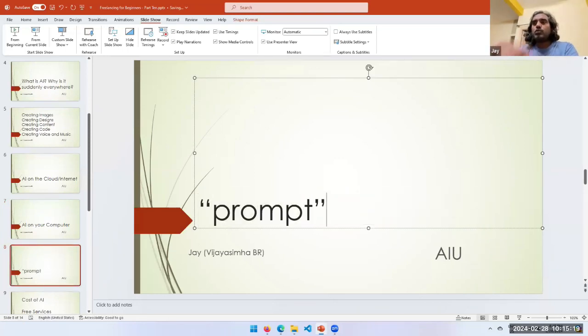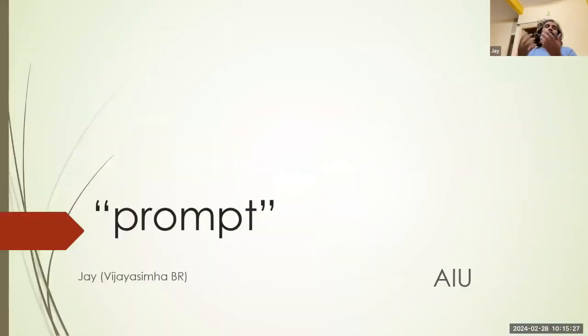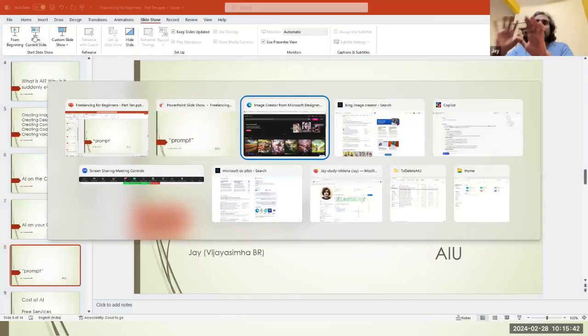A prompt is what you type in AI to get what you want from the AI. You may have heard about this as prompt engineering. There are some prompt workshops, prompt classes, prompt tutorials. Maybe you want to learn it after this presentation. So what I did is I typed a prompt.